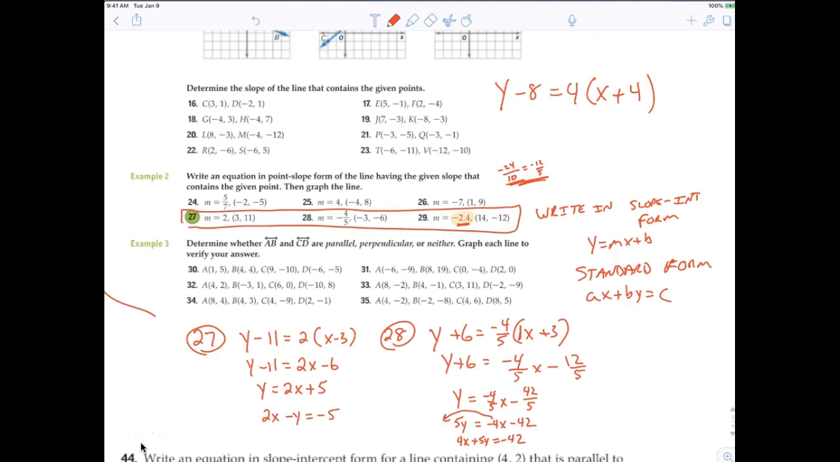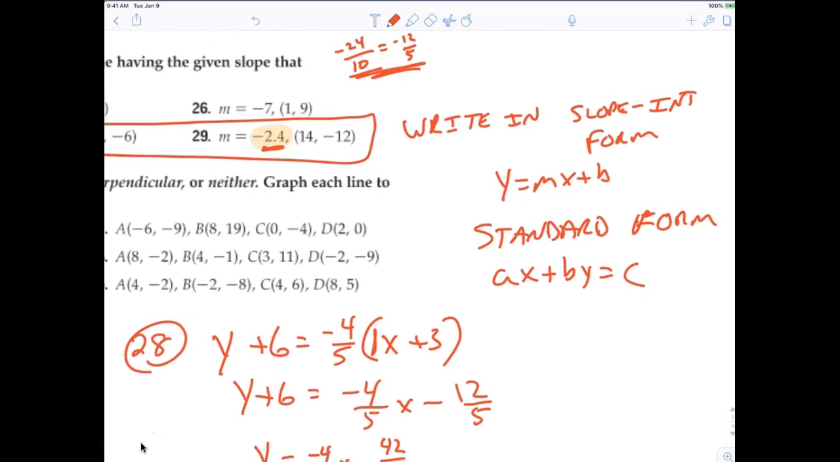All right. Yes, guys. All right, is anybody else on that page? Good. I have a question on 29. All right, let's look at 29.